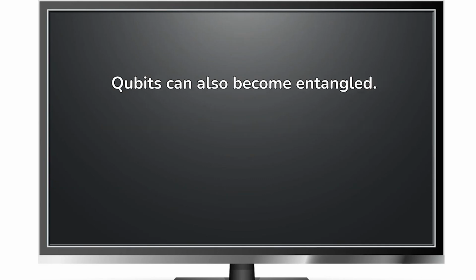And there's more. Qubits can also become entangled. That means if you have two qubits and they are entangled, changing one of them instantly changes the other, even if they're far apart. Einstein called it spooky action at a distance. Superposition and entanglement give quantum computers their incredible potential. They allow them to process massive amounts of data in parallel, but they also create enormous engineering challenges.